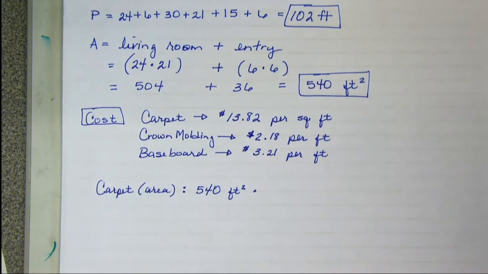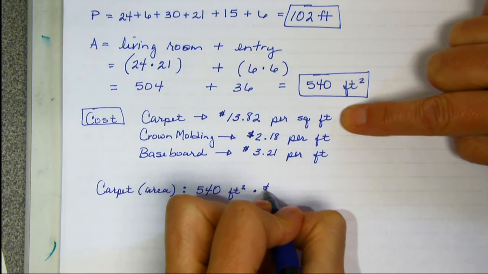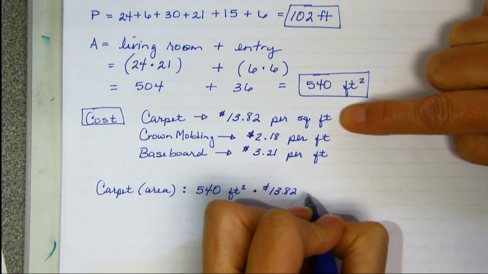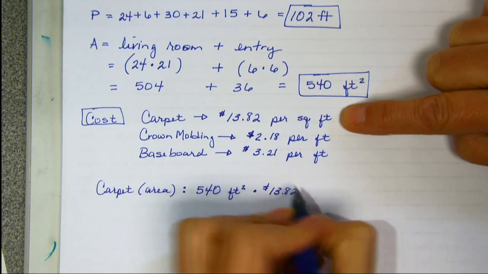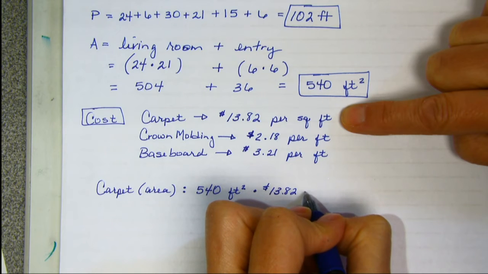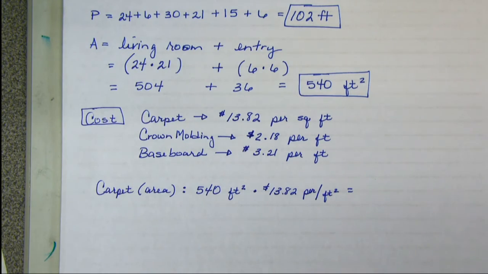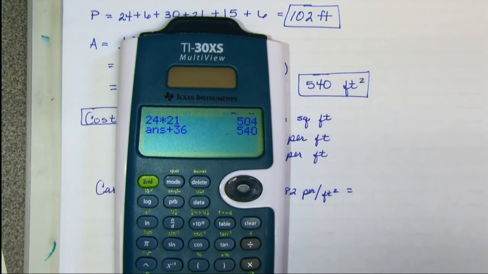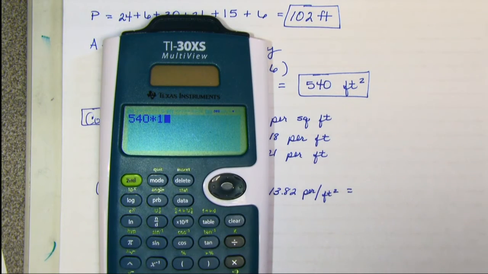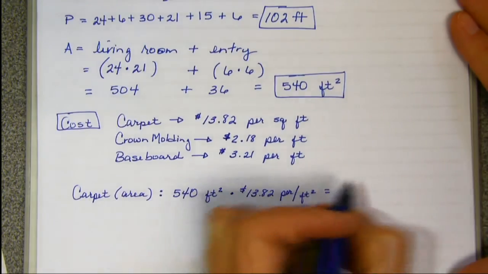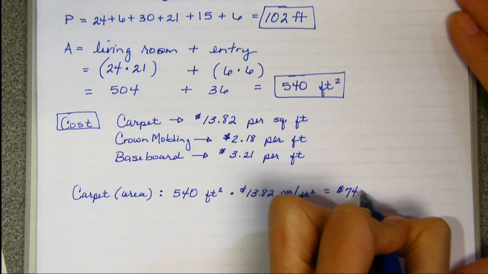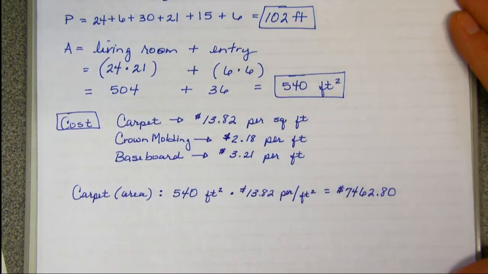And we're going to multiply that times the cost of the carpet, which is $13.82 per square feet. So I'm going to do 540 times 13.82. Wow, that's expensive carpet. $7,462.80. I think I'll buy cheaper carpet. $7,462.80. So that's how much carpet would cost.